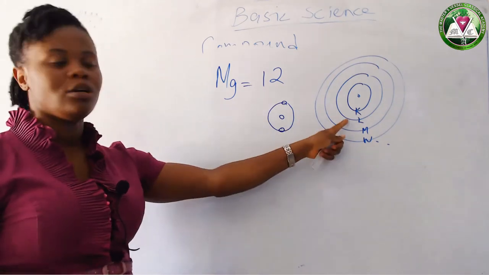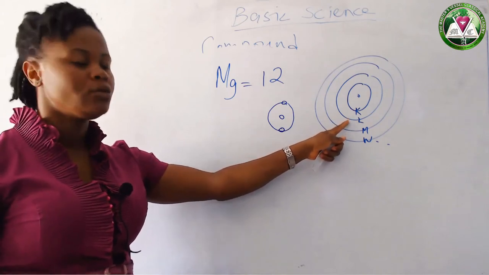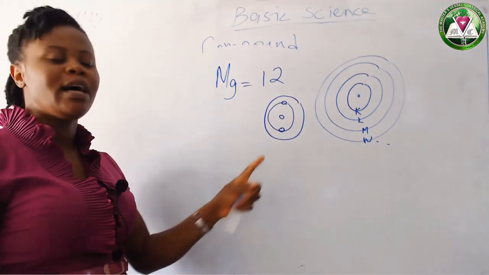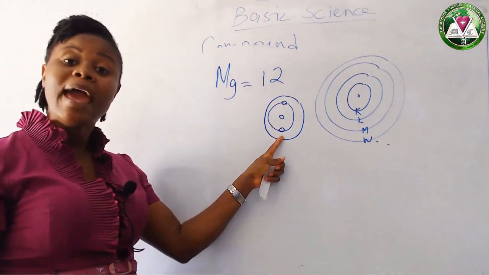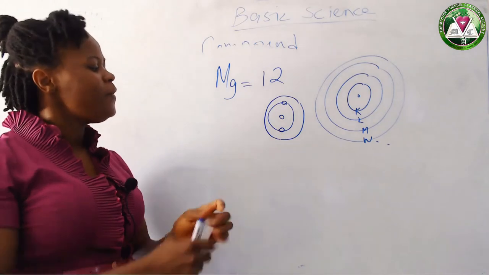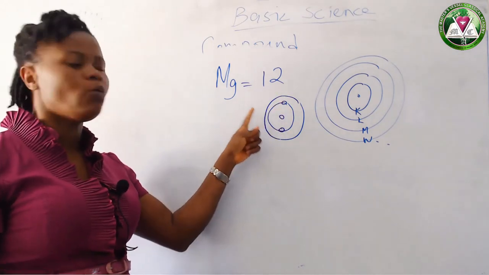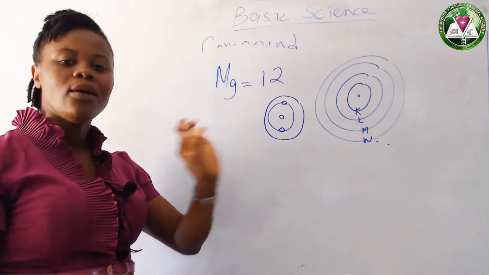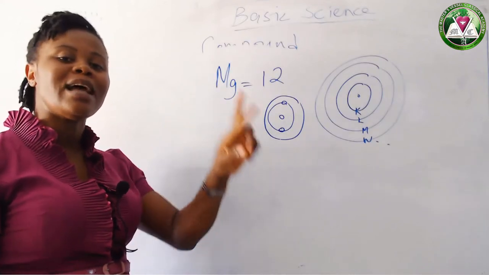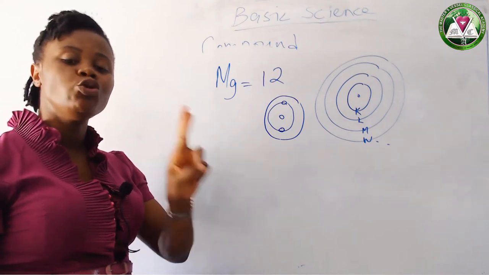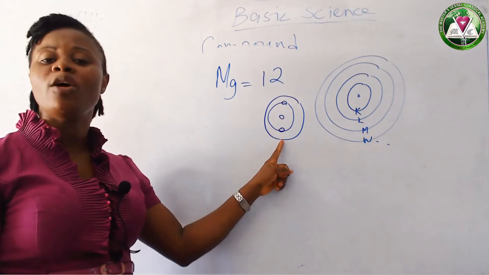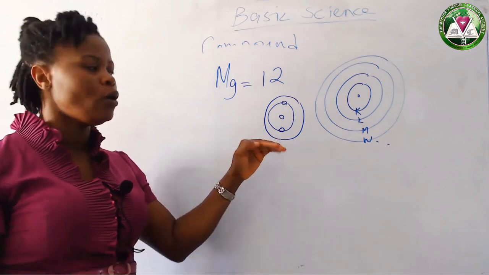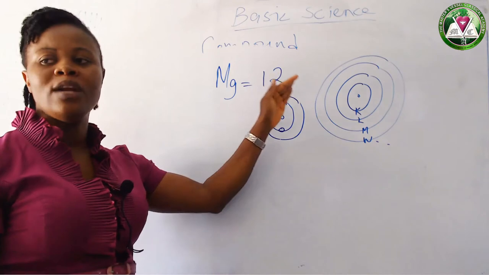I will draw the next shell, which is L shell. I told you that this L shell can take up to 8 electrons. Now, in filling this shell, we'll fill it singly. When I say singly, I mean filling it 1, 1. After filling 1, 1, you can now start pairing. Pairing means putting it 2, 2. Now, seeing that L can take up to 8 electrons, how then do we fill it singly? We say 8 divided by 2, that's 4. So we can fill 4 first, then we'll start pairing.